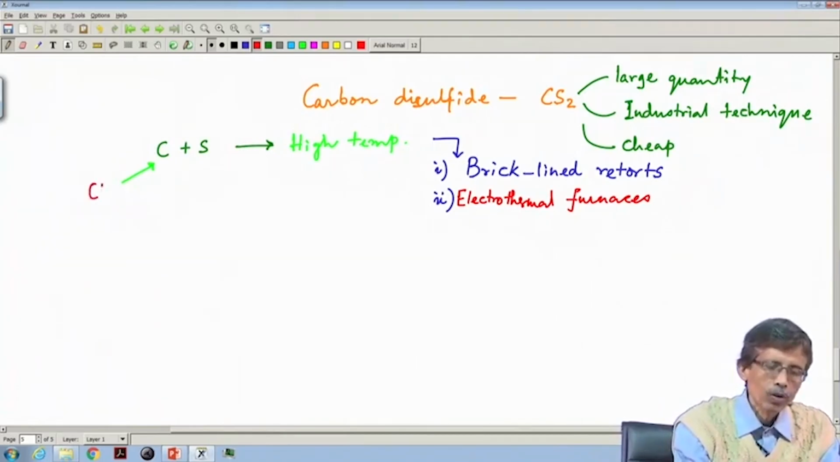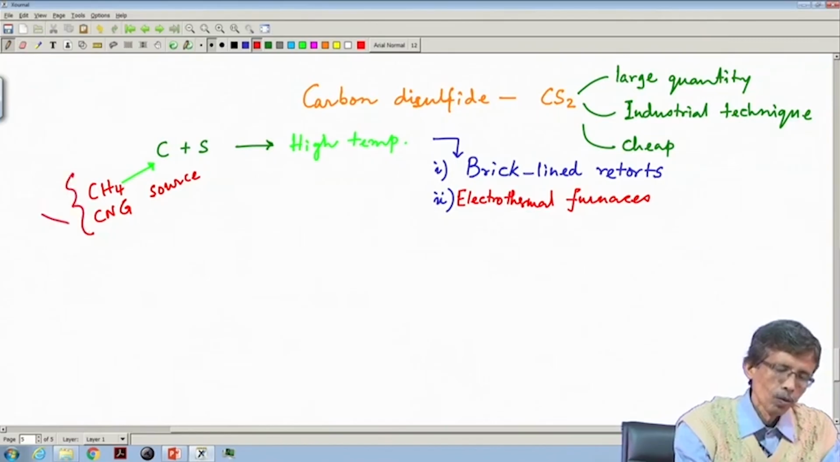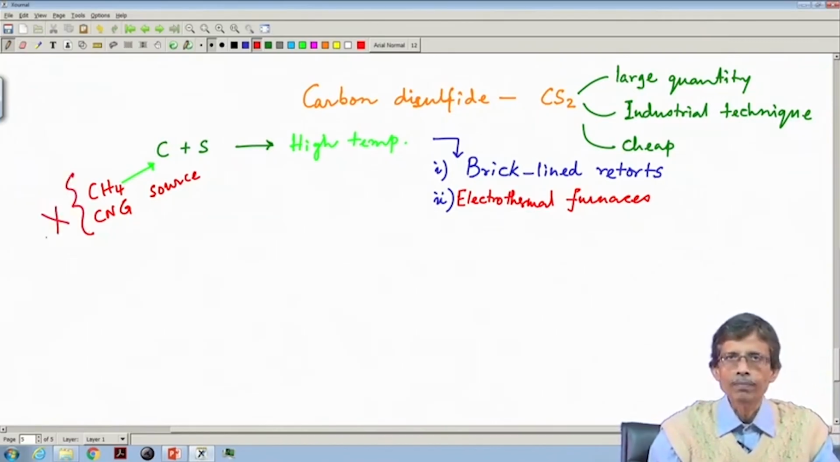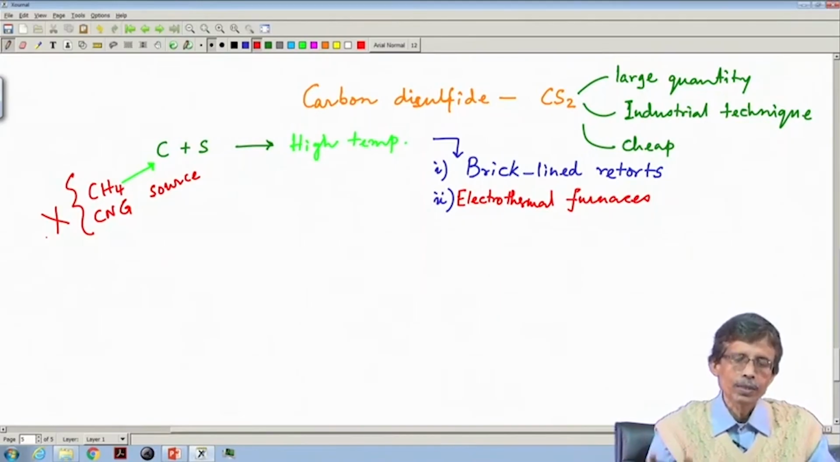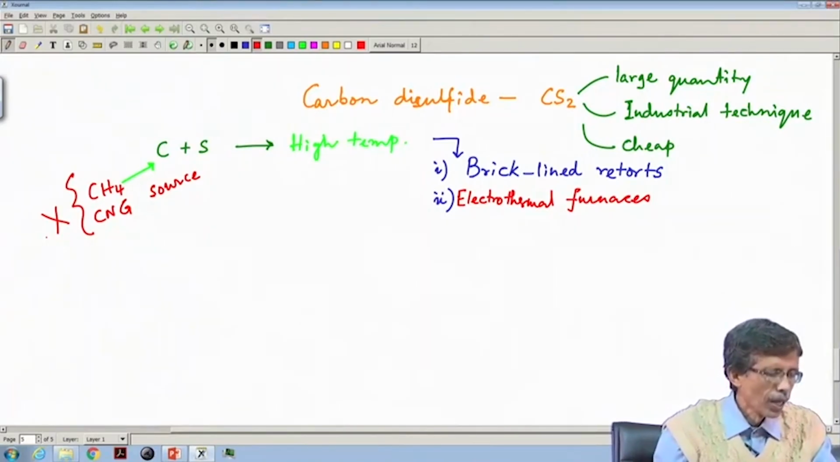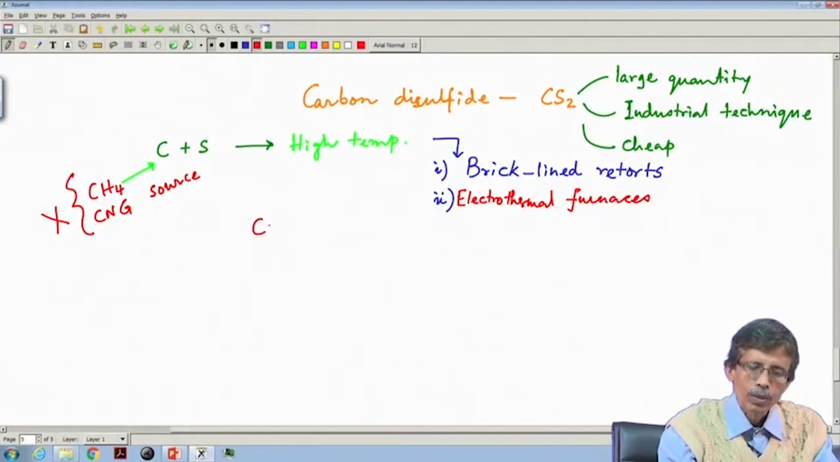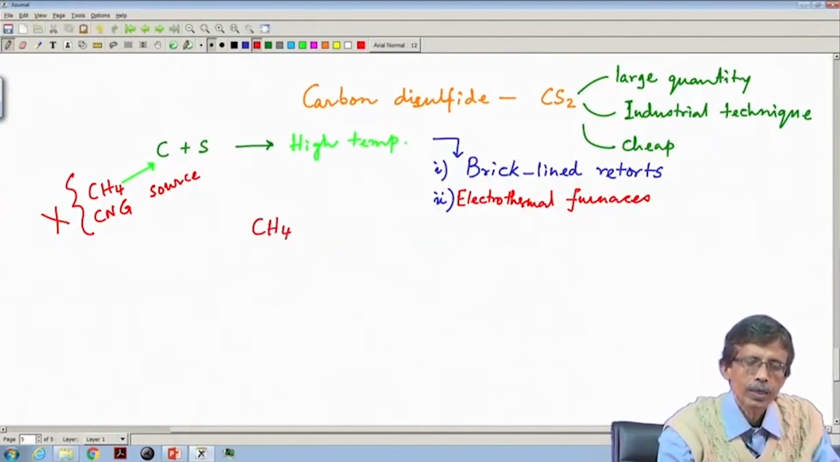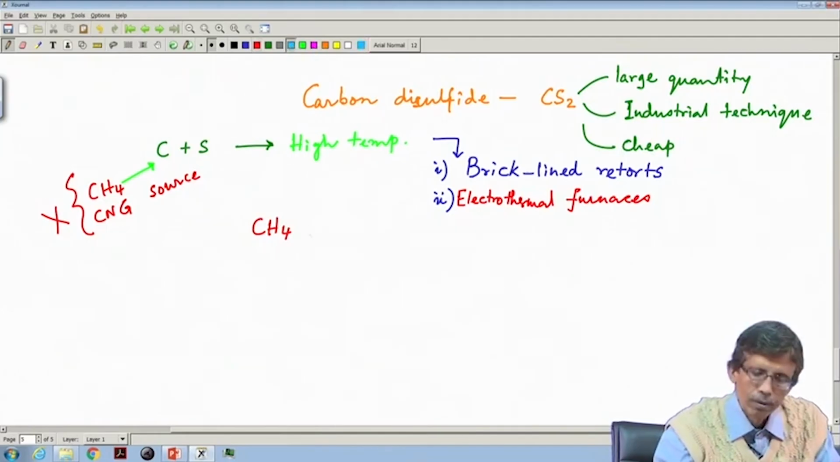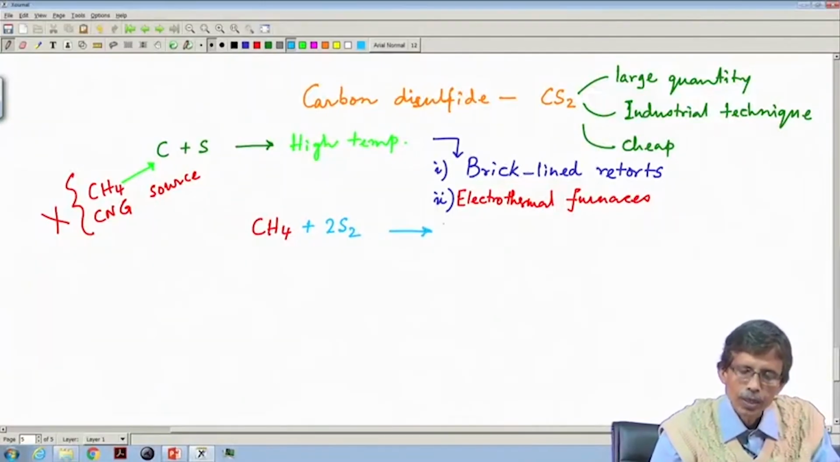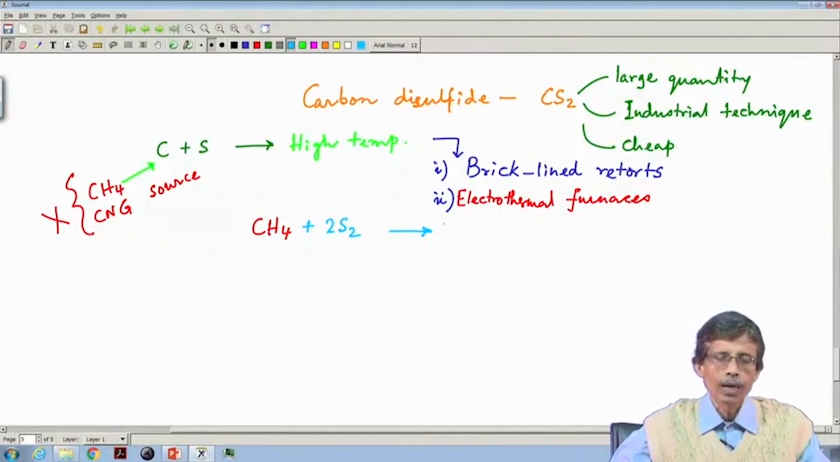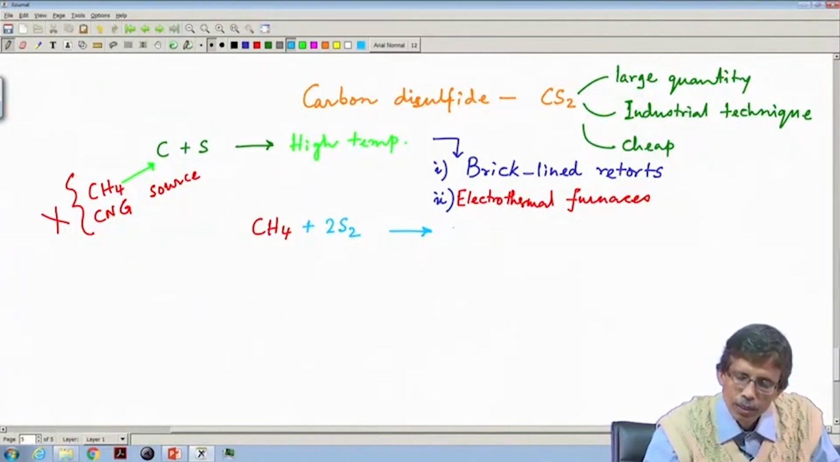So, for those countries where you do not have your CH4 or CNG source, we use other carbon sources and high temperature brick line thing we can use. But if you go for simple use of methane, that would be much easier to react with your S2, giving you again that CS2, that means carbon disulfide. So, you will be producing CS2 plus what?